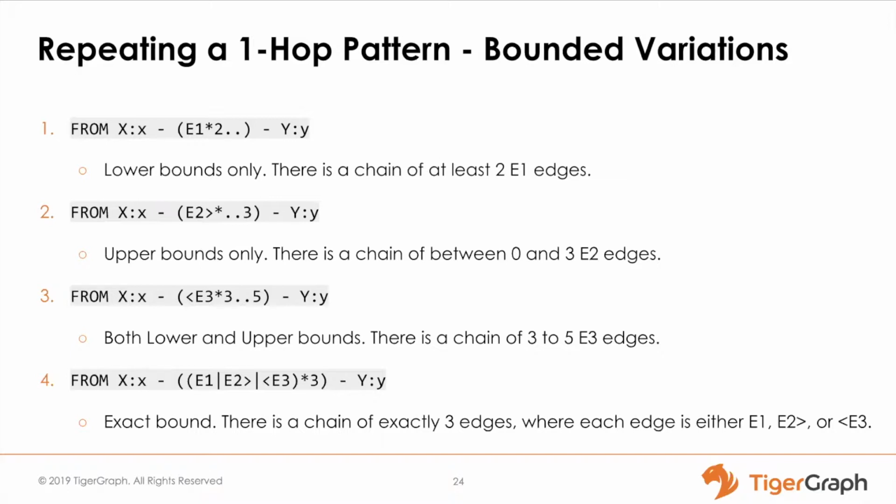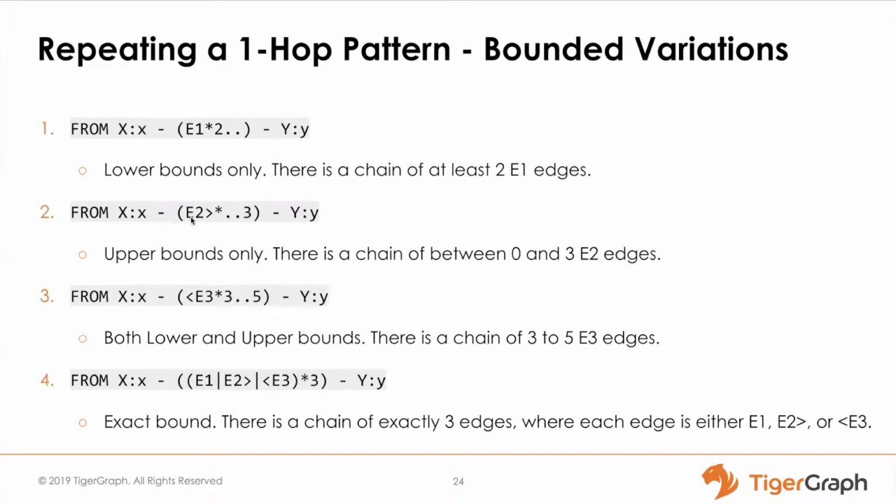Now sometimes we can specify the upper bound and the lower bound of the repetition of the edge. So here in this slide, I'm going to introduce the syntax. The first one, I start from X and go through E1. And then the Kleene star represents repetition. And then 2 means the lower bound. And then dot dot means I go any hop above 2. So this is a lower bound only pattern, meaning that I repeat E1 at least twice and then reach Y. It could be more than 2.